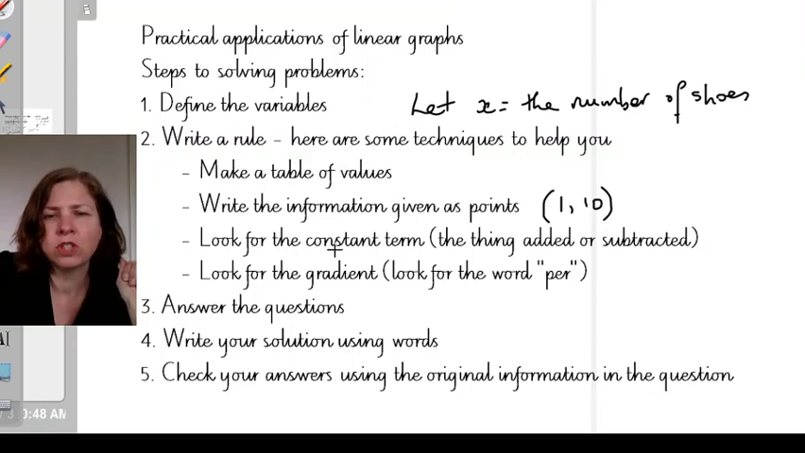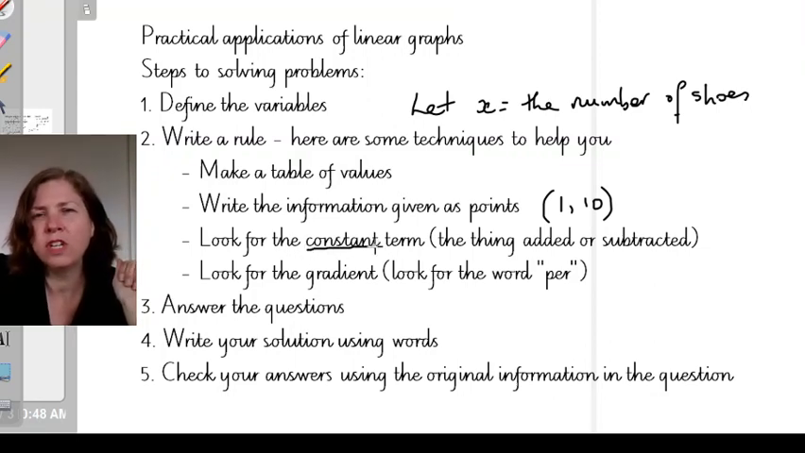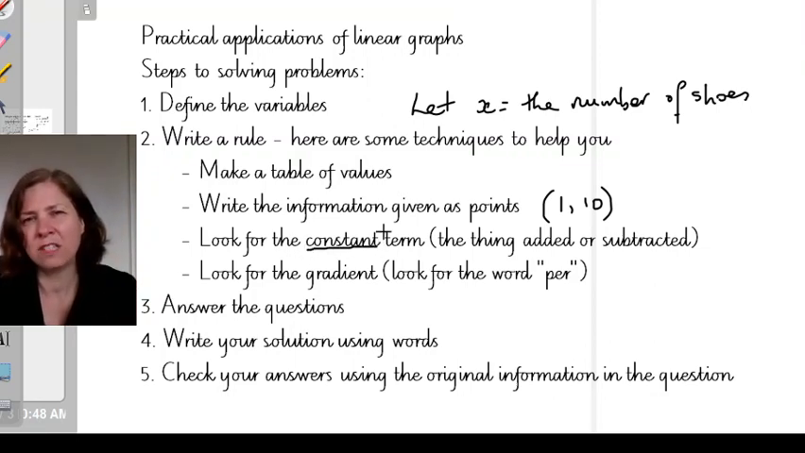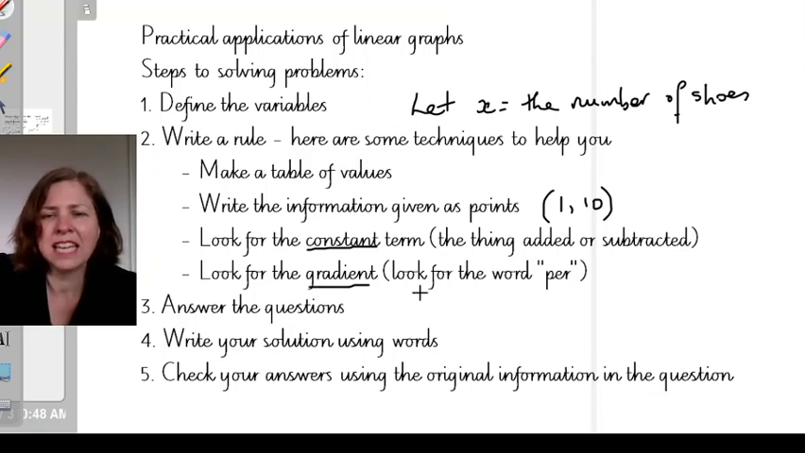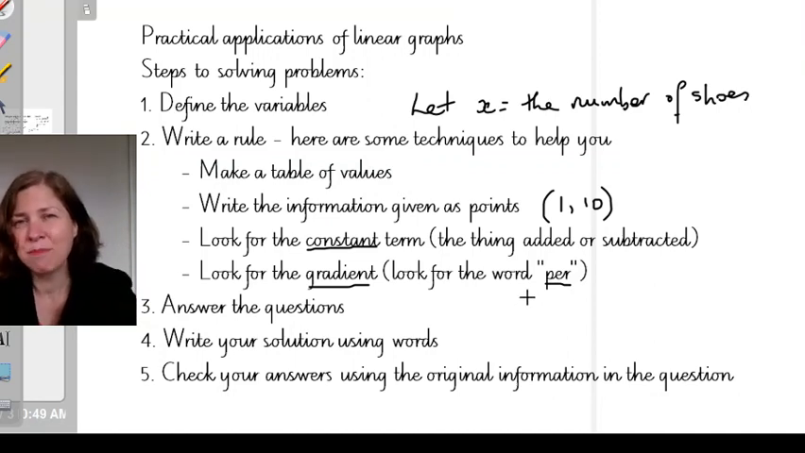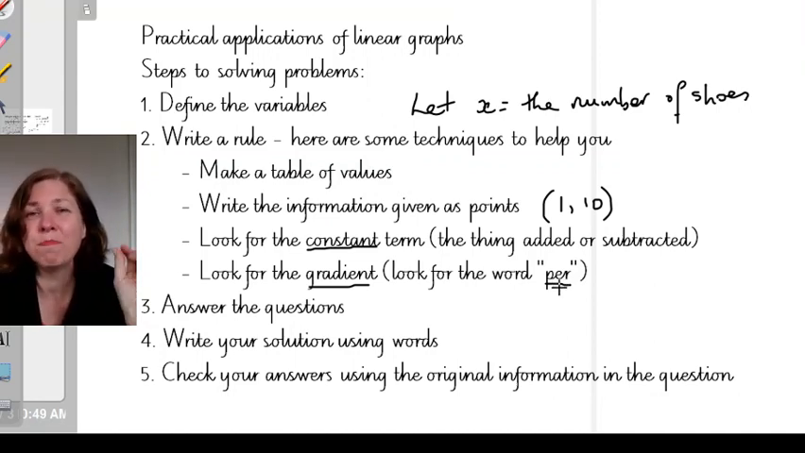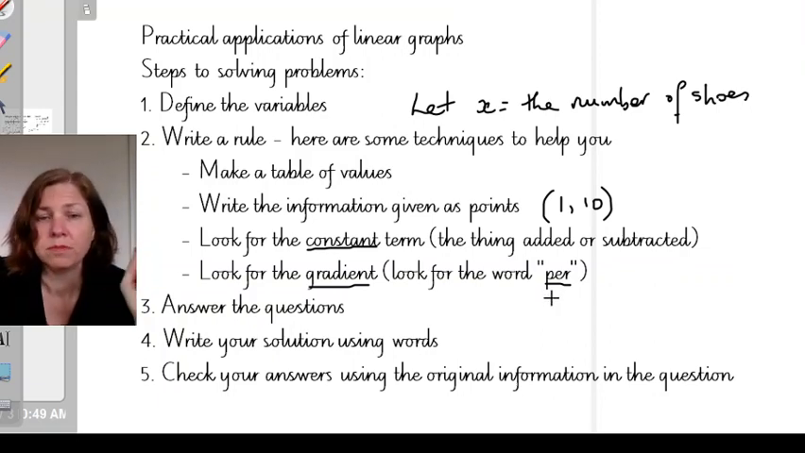Or the other thing I can do is I can go straight to the words. So I've got to look for what's called the constant term. And in worded questions, this is often like a fixed fee. So for example, it might be a delivery fee or a monthly fee or something like that. It's something that doesn't change. And then I need to look for the gradient. And the key to this is looking for the word per. So if I see in my taxi problem that I'm paying $3 per kilometer, then that means the 3 is going to be my gradient. And it's probably going to be multiplied by the number of kilometers.